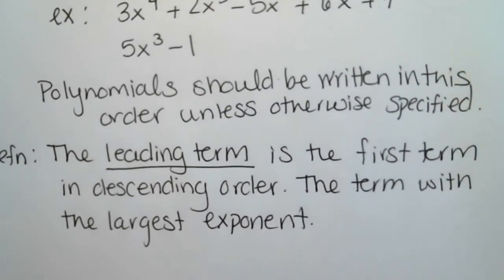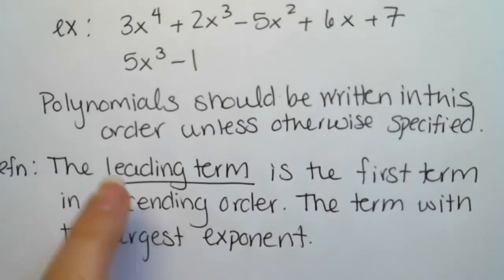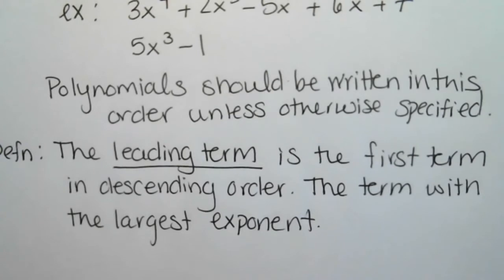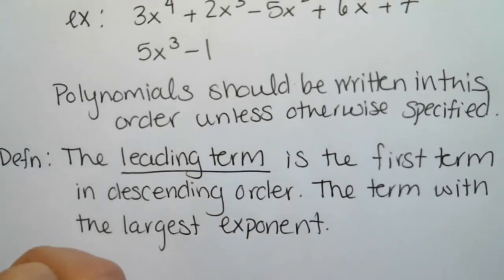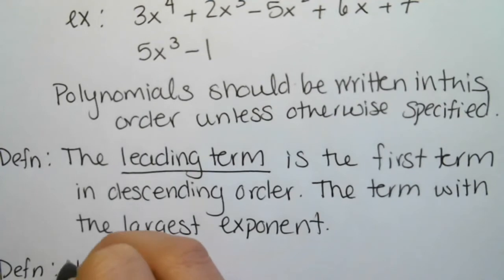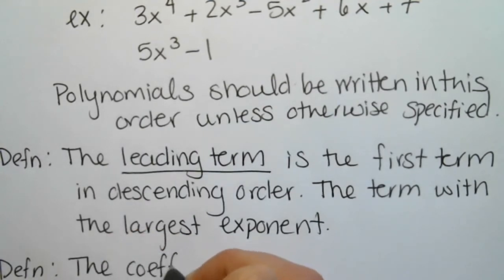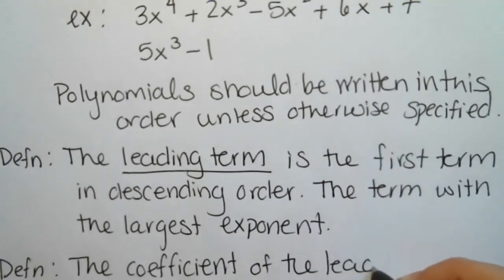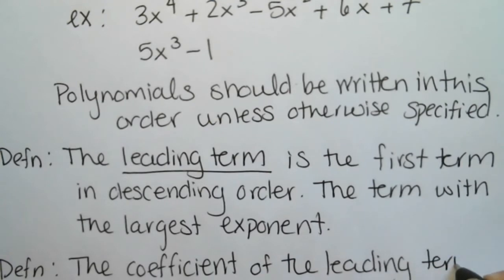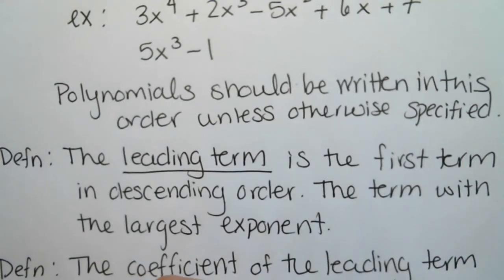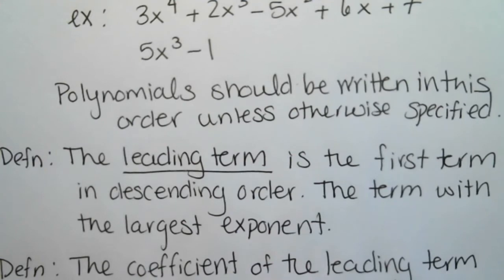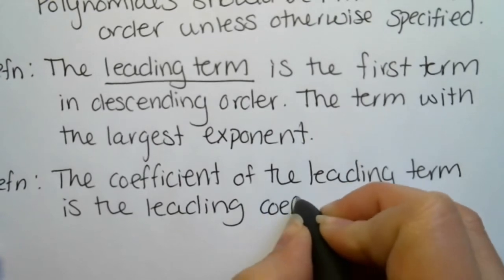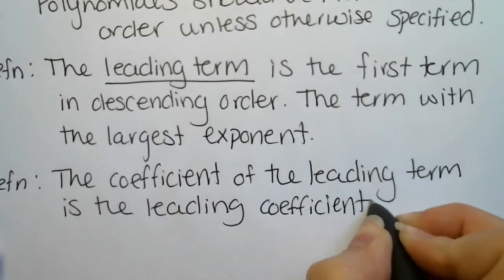The leading term is the first term in descending order. It is the term with the largest exponent. That's why it goes first in the descending order. The coefficient of this leading term is called the leading coefficient.